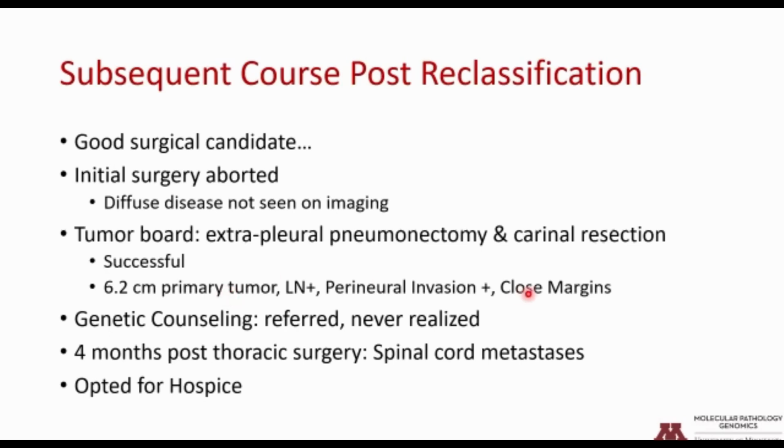They thought that they had close margins, but they thought they had a pretty good surgery. However, there was lymph node positivity, there was perineural invasion. And so, 4 months out post-thoracic surgery, she had additional spinal cord metastases. She did opt for hospice at this point. Like I said there in the third bullet point, or fourth bullet point, genetic counseling was referred, again, based on the identification of that BRIP1 mutation on her somatic outside testing, but it was never realized because she passed away before that.